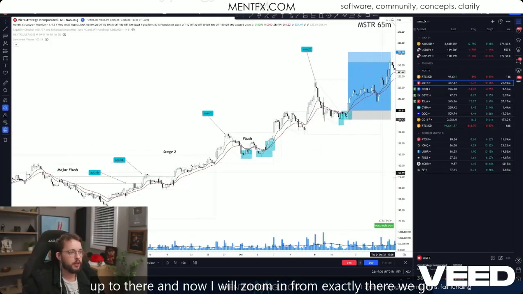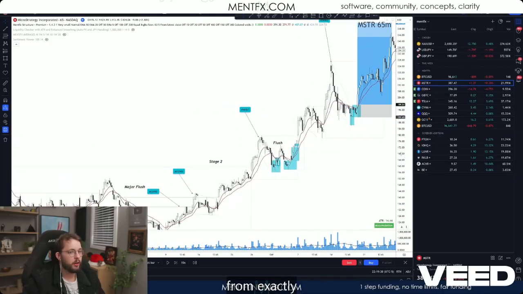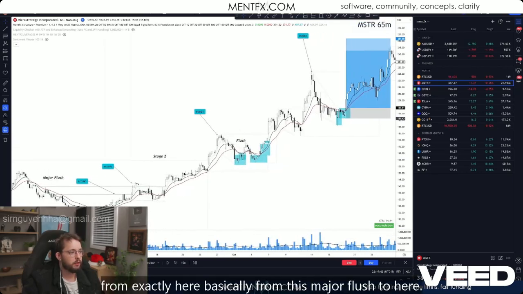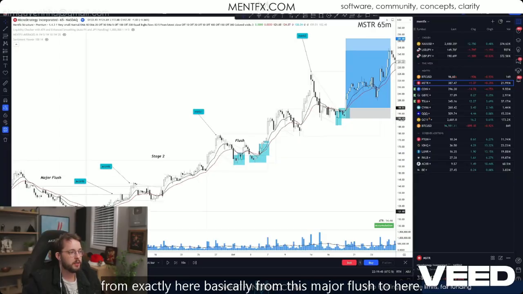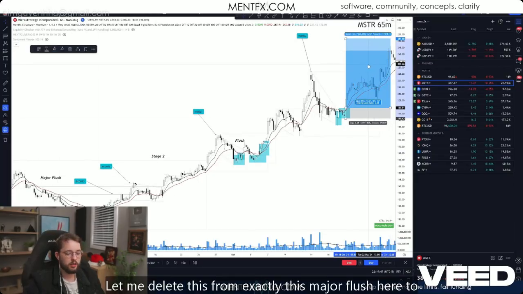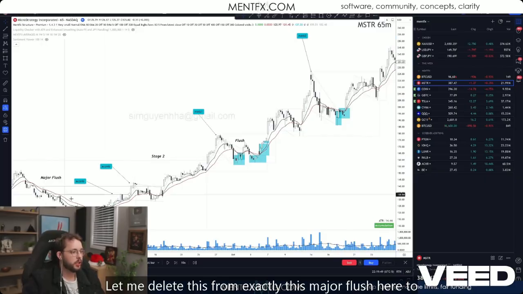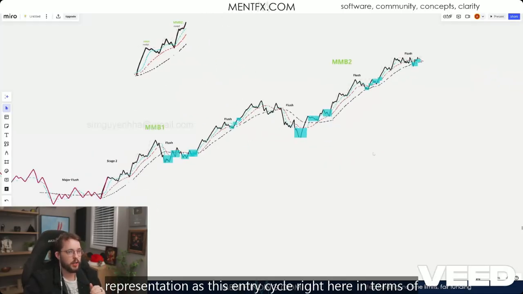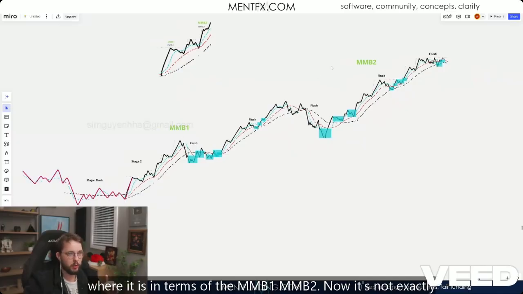And now I'll zoom in from exactly, there we go, from exactly here, basically from this major flush to here. Let me delete this. From exactly this major flush here to this exact moment here is the same representation as this entry cycle right here in terms of where it is, in terms of the MMB1, MMB2.